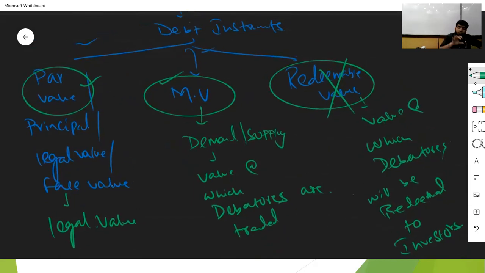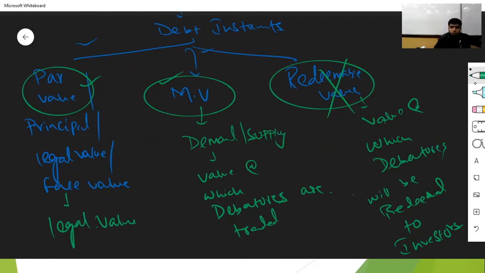Number two, we have the market value of the debenture. And what is that? Market value is the value at which the debentures are traded in the market, that is, the stock exchange. In the question, we need to identify what is the par value of the debenture and what is the market value of the debenture.